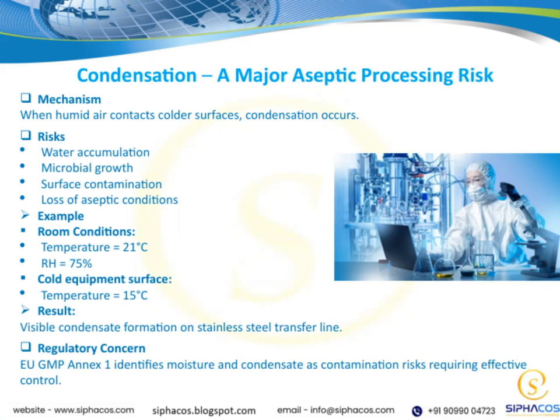Let's talk about condensation, a major risk in aseptic processing. When warm, humid air meets a cooler surface, moisture forms. This water can accumulate, creating a perfect environment for microbes to grow. That leads to surface contamination and a loss of aseptic conditions. For example, in a room at 21 degrees Celsius with 75% humidity, a cold surface at 15 degrees can develop visible condensate. Regulators, like EU GMP Annex 1, flag this as a serious contamination risk that must be controlled.